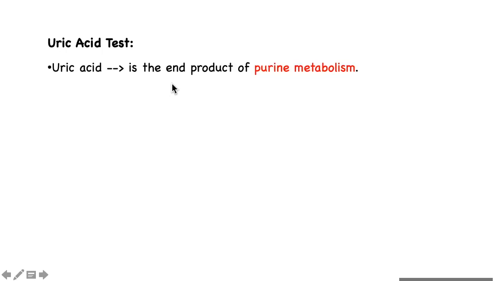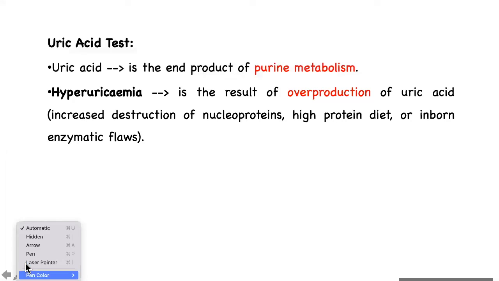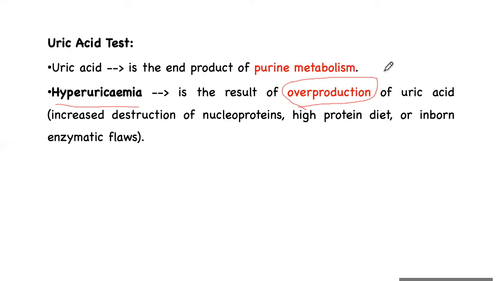So uric acid is basically the end product of purine metabolism. Sometimes the patient may suffer from an increase in the level of uric acid, and the condition is called hyperuricemia. It is the result of overproduction of uric acid in the body. There are different factors for the overproduction of uric acid. Sometimes even if you are taking food which is high in protein, when it is converted, uric acid is one of the byproducts.